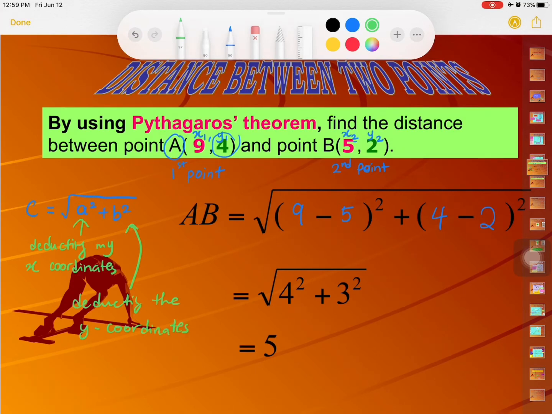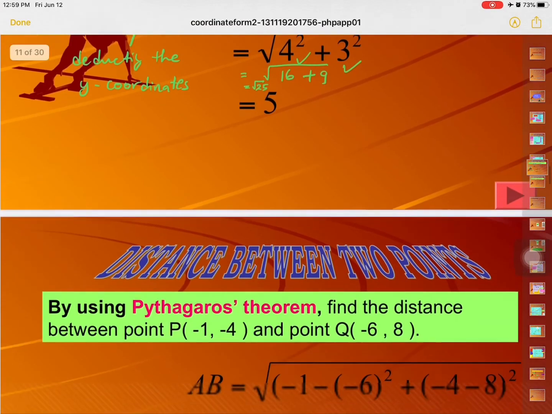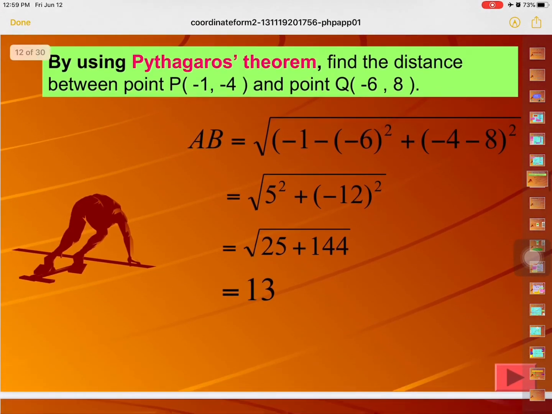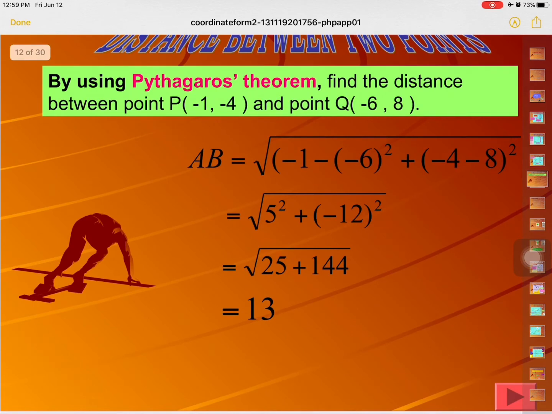Okay, that's not a problem when you are not given the diagram. You can still solve the question. So 9 minus 5 square, it's 4 square. 4 minus 2 is 2 square. So this is supposed to be 16 plus 4, square root. So this is supposed to be square root 20. Easy, right?